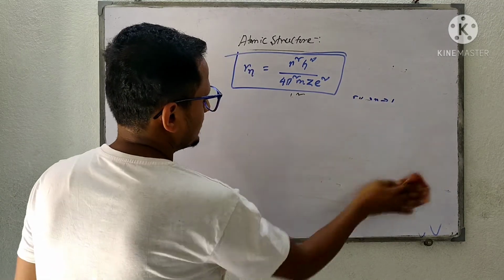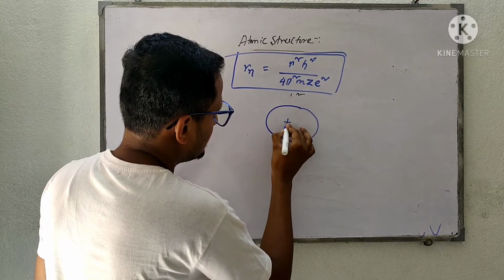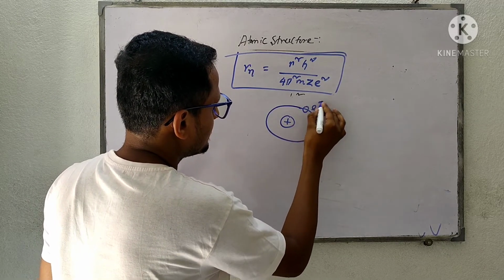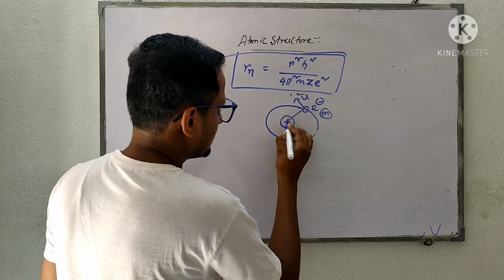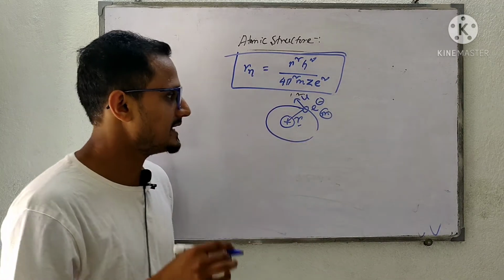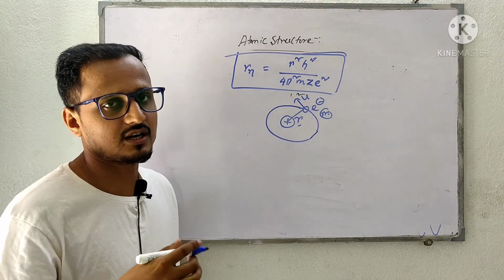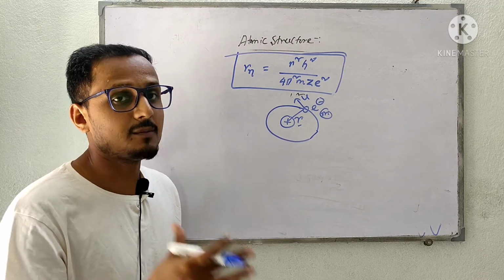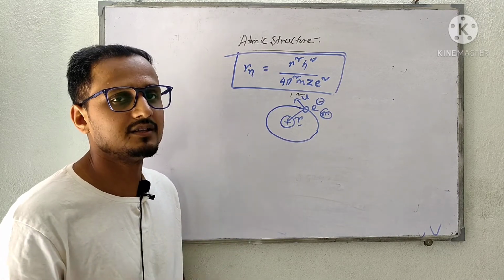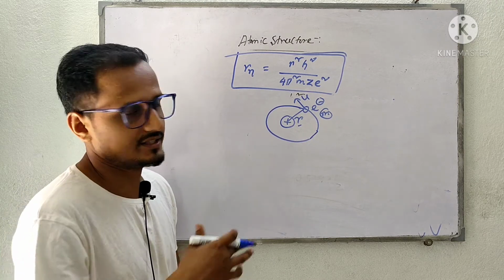Now say the electron is revolving here. This is the nucleus and this is the circular orbit. The electron is revolving here, so it will have a velocity, mass will be m, and radius of the orbit is r. Now as the electron is a particle revolving in a circular orbit, it will have kinetic energy and potential energy, and the sum of the kinetic energy and the potential energy will be the total energy of the electron.